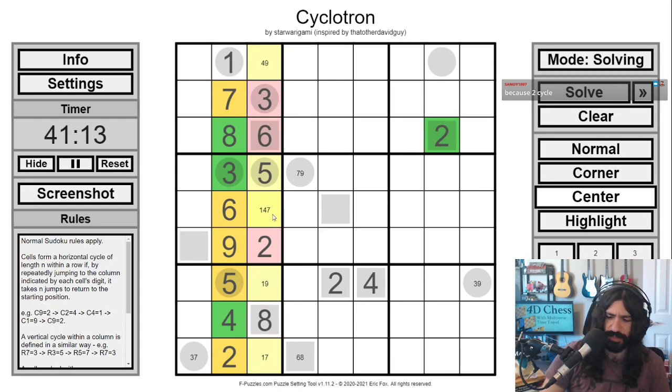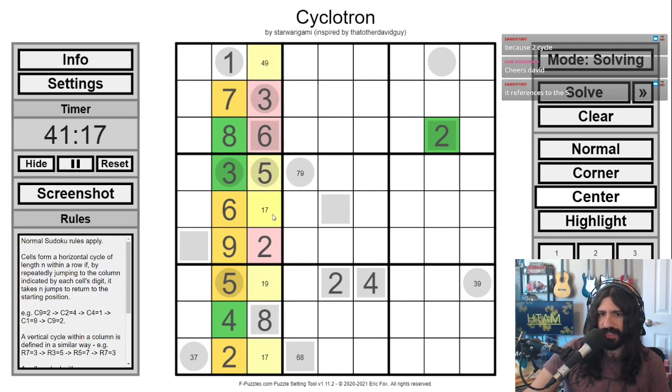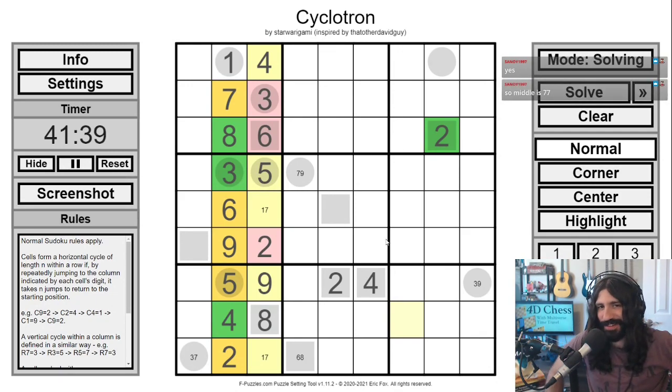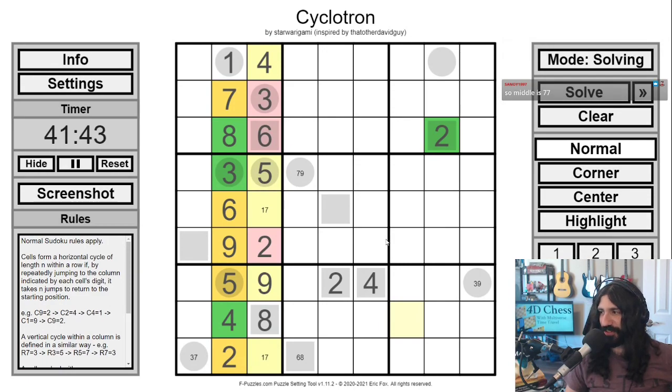Oh, yeah, this can't be a 4 because of a 2 cycle, right? Of course. Wait, so this has to be a 1 or a 7, and this has to be a 1 or a 7, which means this is definitely a 9, yeah? Which means this is definitely a 4, yeah? Okay. All right, we're making progress, chat. We're getting somewhere. Okay. Made a lot of progress. Compared to the first puzzle, this is so chat-driven, but I really don't mind.